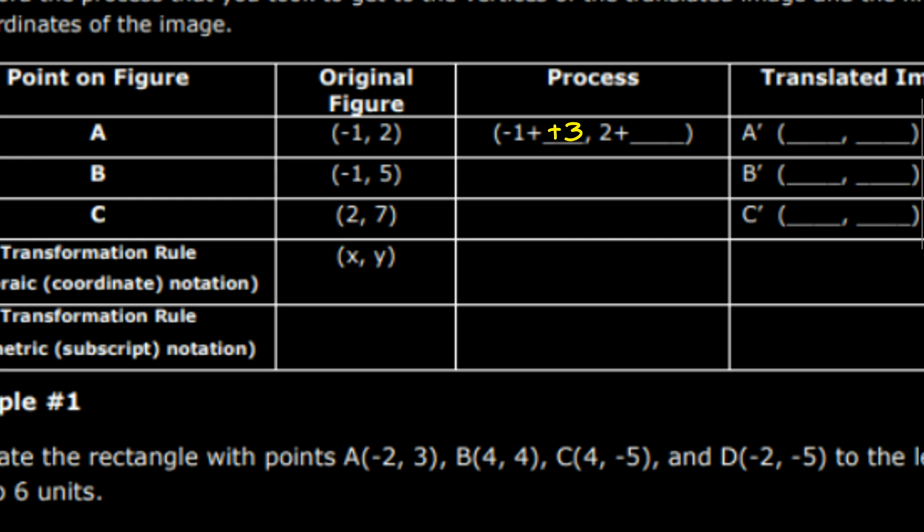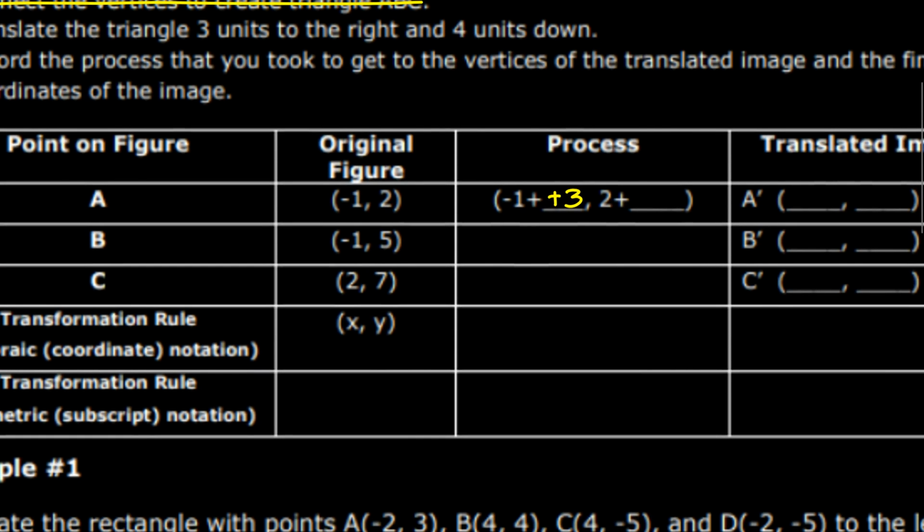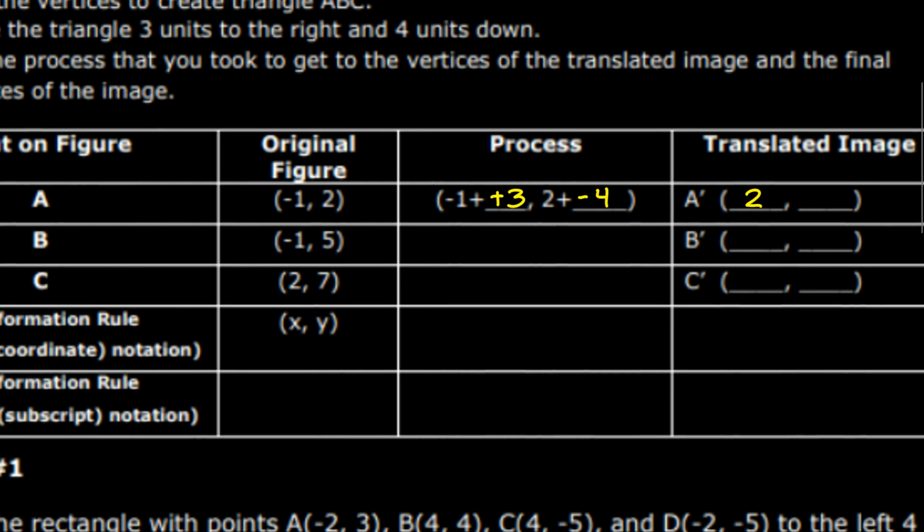So, good point though. Now, we also want to move 4 units down. So that is the y movement. And downward, do you think that's positive or negative? Negative. So we're going to do what to that 2 right there? We're going to subtract 4. So what is negative 1 plus 3? 2. And what's 2 plus negative 4? Negative 2. So that's our new A.